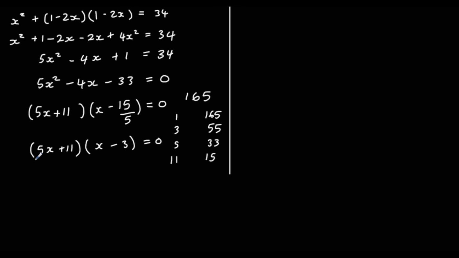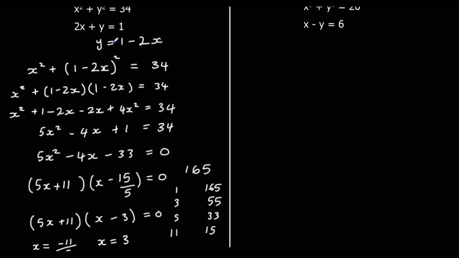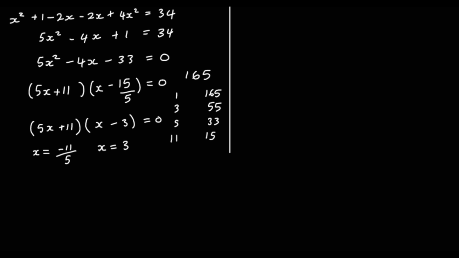So that means x. So what makes the first bracket 0? What would x have to be for 5x plus 11 to equal 0? It would be minus 11 over 5. And for the second bracket to be 0, x would be 3. So there are two x values, and we need to find our y values. y was 1 minus 2x. So 1 minus 2 times negative 11 fifths, or 1 minus 2 times 3.